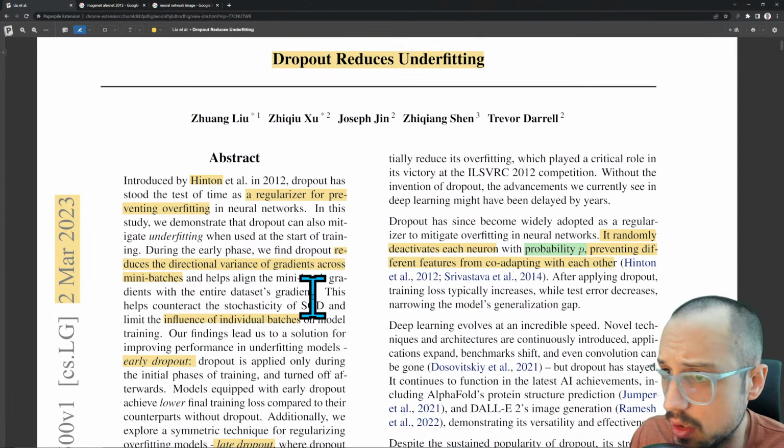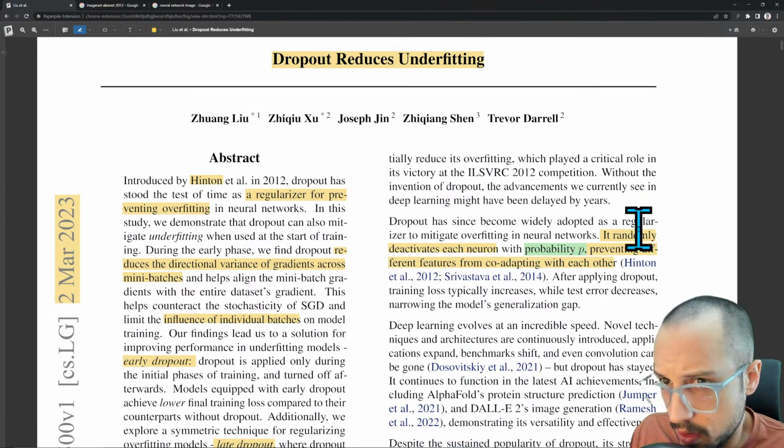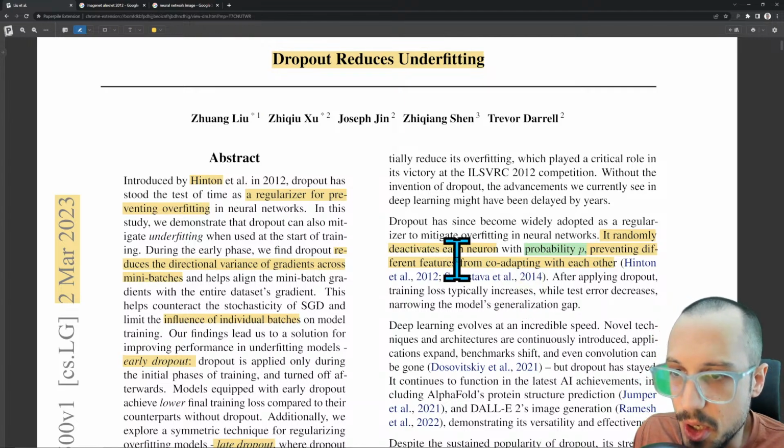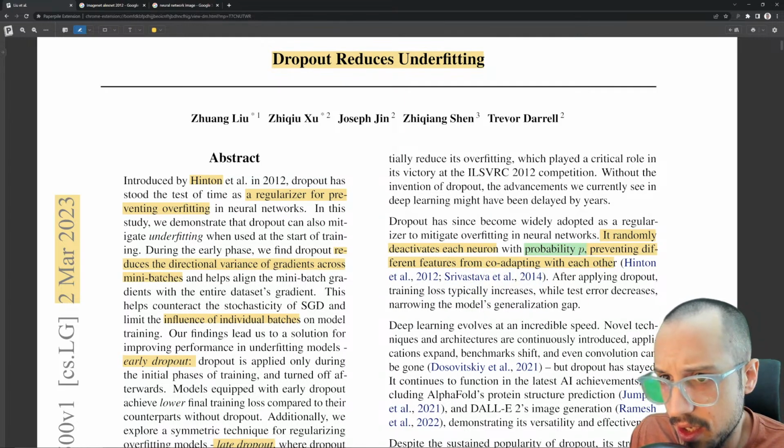So randomly deactivating each neuron with probability p will prevent different features from co-adapting with each other. After applying dropout, training loss typically increases. So, yep, this is important, right?